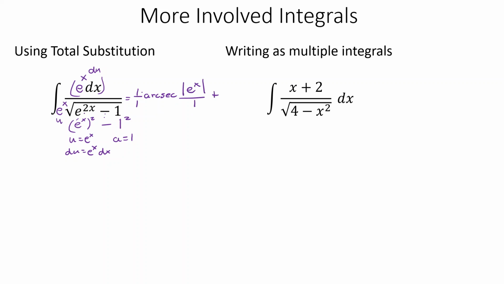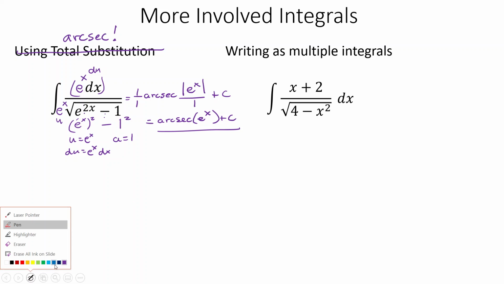Now we don't need most of these, so 1 over 1 is 1, over 1 is just 1, absolute value e to the x is e to the x. So we're just going to get that this is the arcsecant of e to the x, plus c. And there's our answer. Neat, so I didn't have to do total substitution. I think I did total substitution last year, and I think it was a lot of work. All right, but arcsecant works a lot better there. So we'll stick with that.